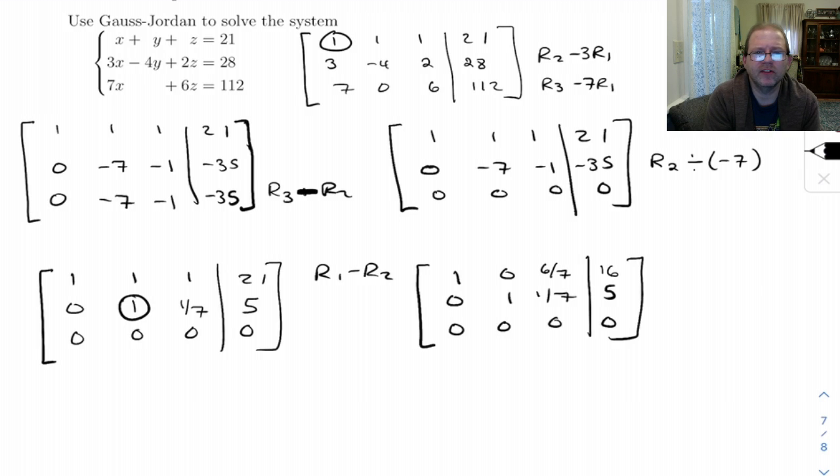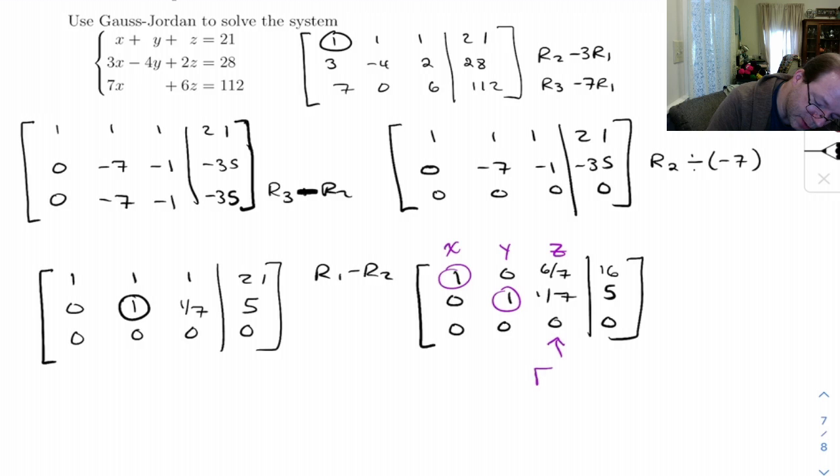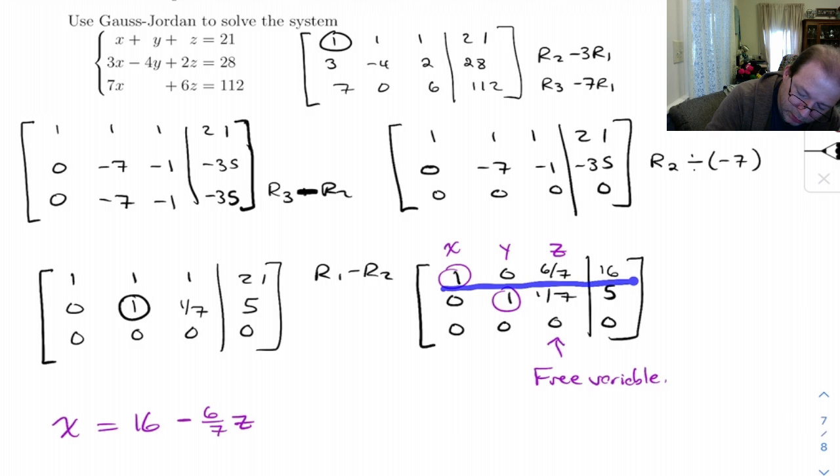We've got to write this back as a system because we want to write the solution out, and we're going to do that in parametric form. So we know this is x, y, and z. So notice x and y both have leading ones, but z is going to be a free variable. So I can write this solution as x equals 16 minus 6/7 z. Notice what I'm doing here. This top equation says x plus 6/7 z equals 16. I'm just going ahead and moving this to the other side and making it negative.